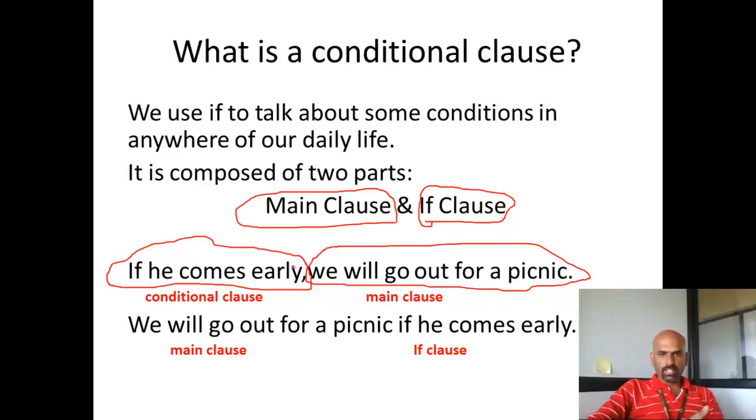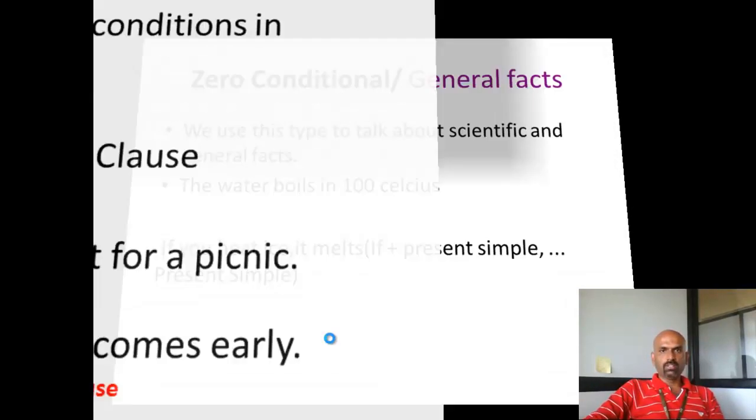When you use the if clause at the beginning of the sentence, you need to use a comma after the if clause. But when you use the if clause as the second part of the sentence, that is, we'll go out for a picnic is the first part, if he comes early, here you need not put any comma before the clause. So only when you start the sentence with the if clause, you have to put a comma after the if clause. But if you start with the main clause without if, there is no necessity of separating the two clauses with a comma straight away. Only at the end there should be a full stop. Next, let us go to the next one.